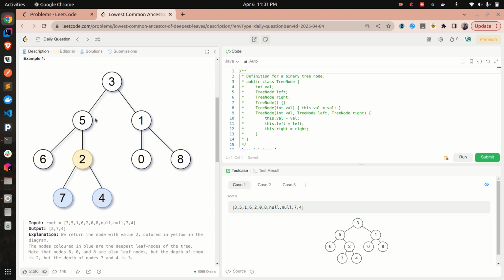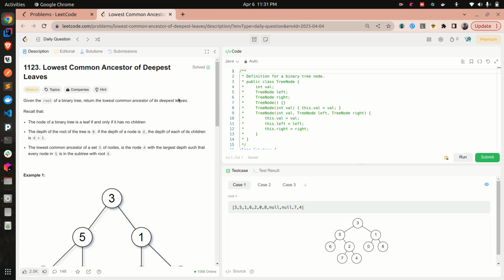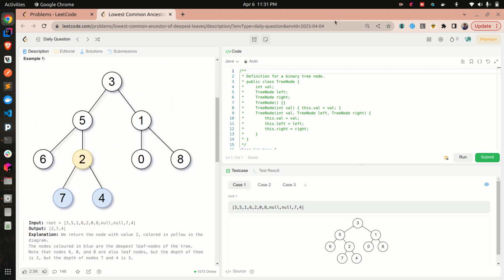All I have to do, see, at any point of time I should keep track of what is the depth and what is the ancestor. Let's say we have found a lowest common ancestor, and we should also identify what is the depth of its leaf nodes. Let's say 2 is the ancestor which we have found, and we should also know what is the depth of the leaves.